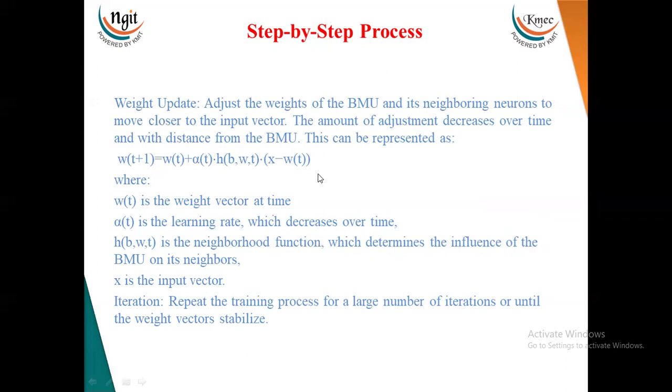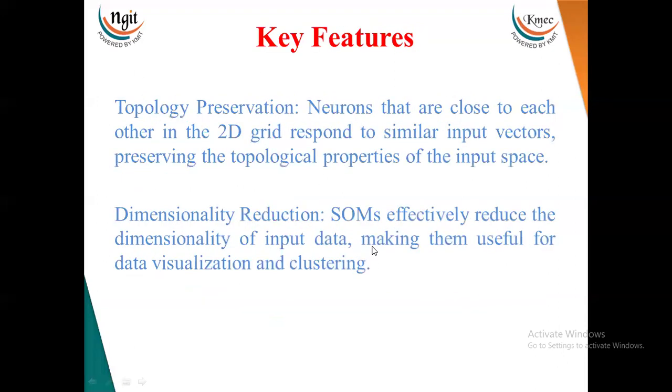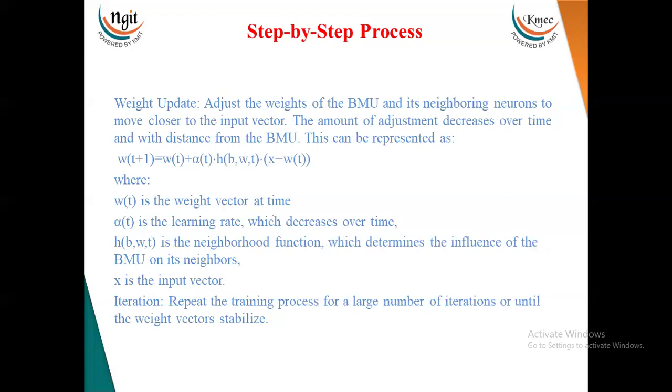If the vectors are becoming closer to each other, there is no requirement of weight adjustment. The formula for the weight adjustment is W(t+1) = W(t) + alpha(t) · h(b, W, t) · (x - W(t)). W(t) is the closest weight vector at time t, alpha is the learning rate, h is the neighborhood function that determines the influence of the BMU on its neighbors, and x is the input vector. This will be repeated until the distance between both is reduced.